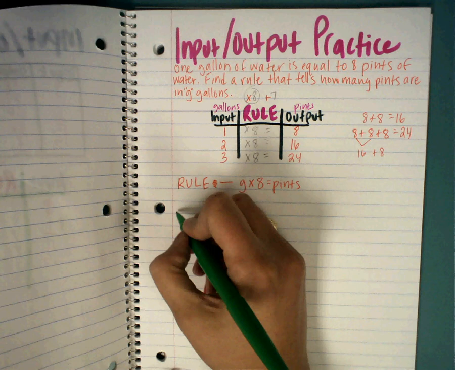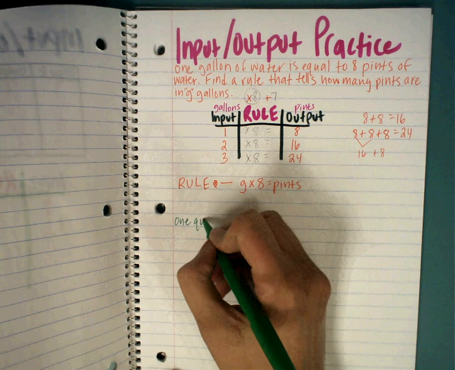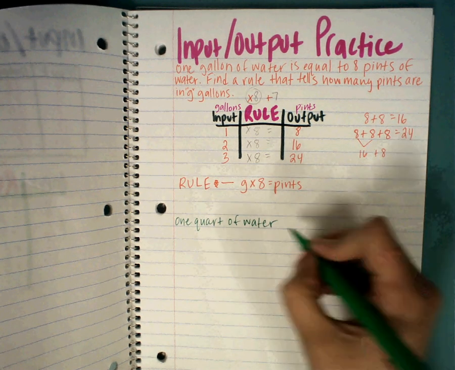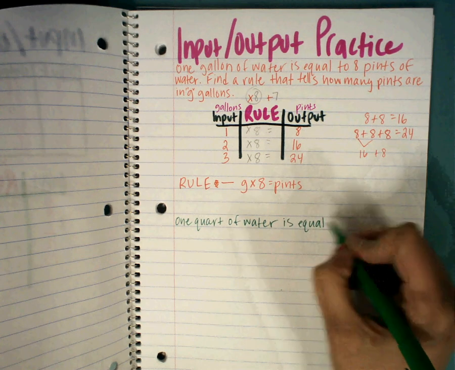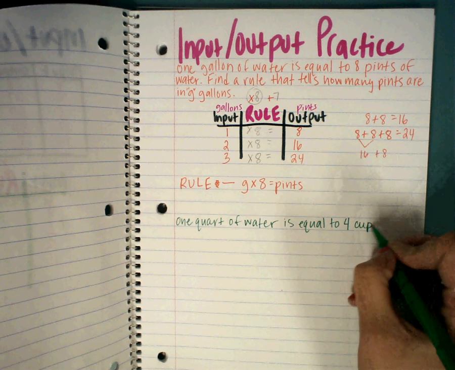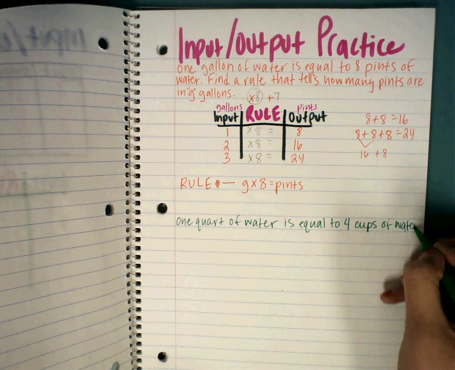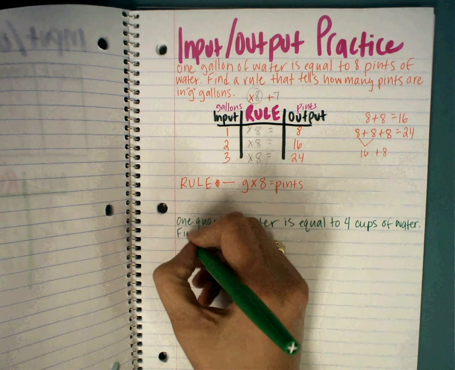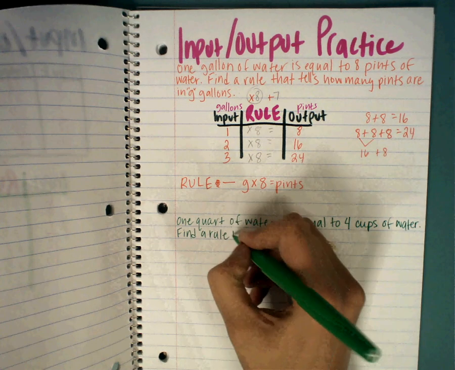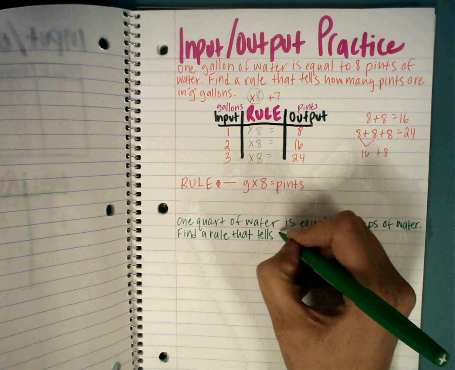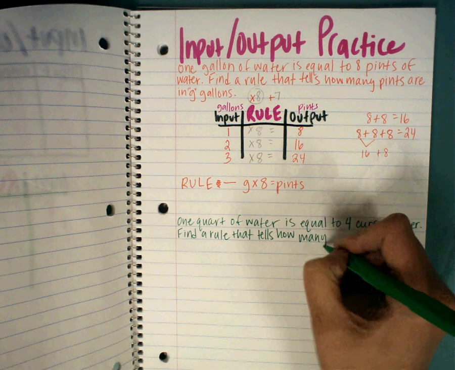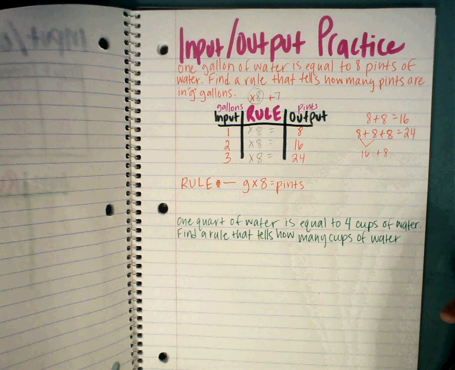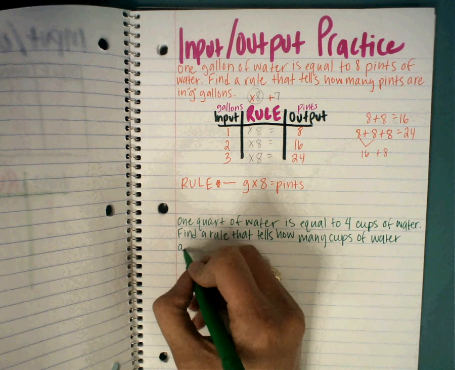All right, so it says 1 quart of water is equal to 4 cups of water. Find a rule that tells how many cups of water are in Q quarts.